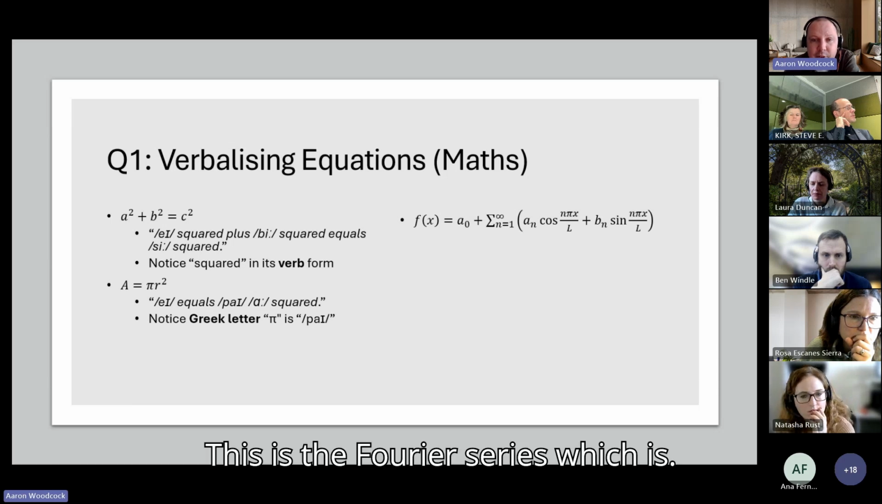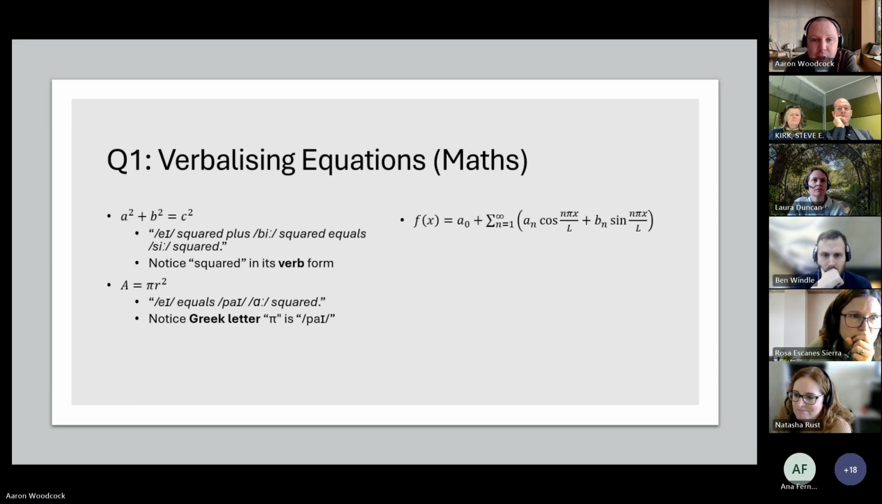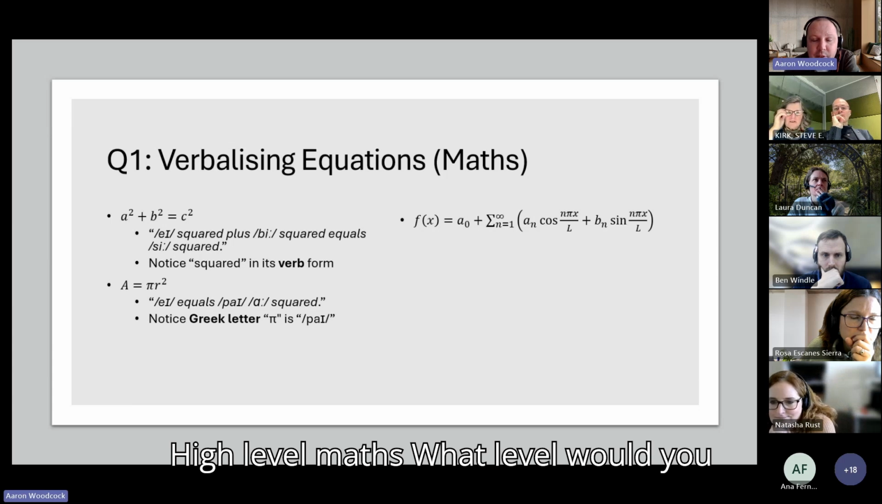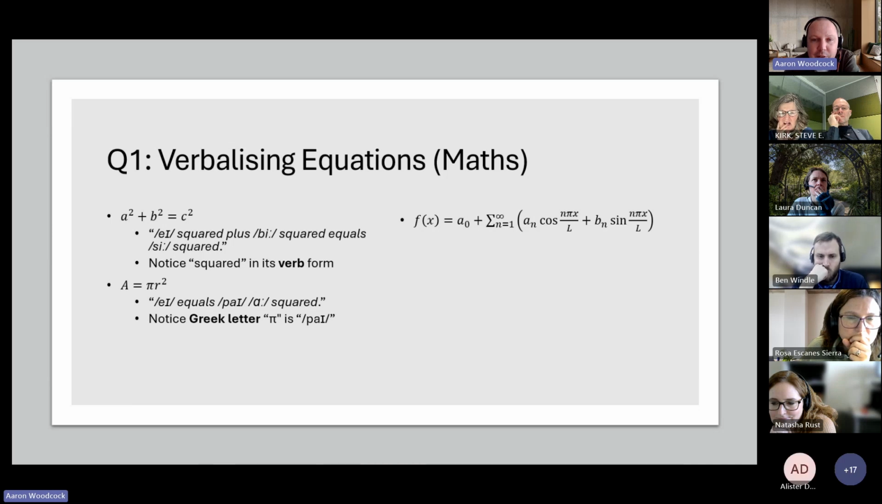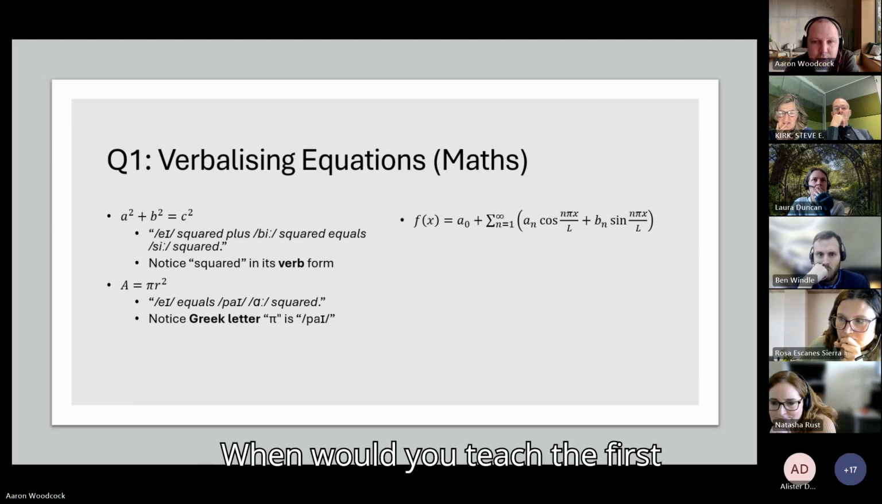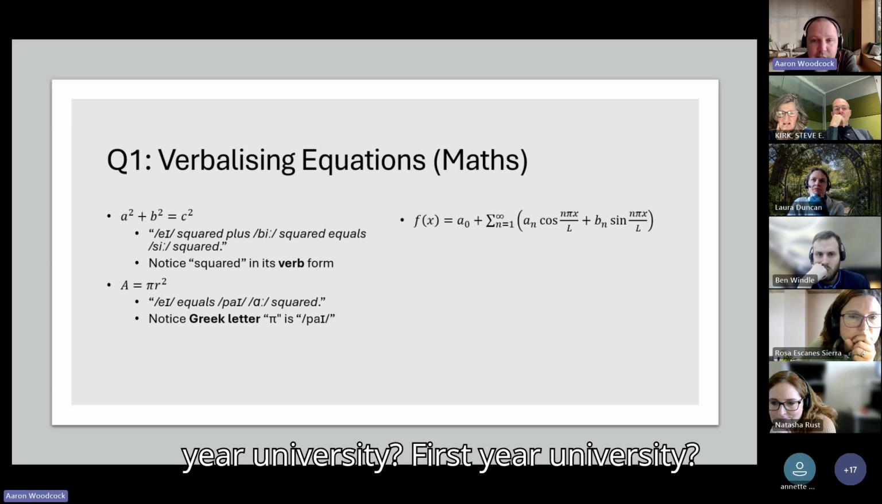This is the Fourier series, which is high-level maths. What level would you teach this maths at? It's certainly not high school. Any mathematicians here? When would you teach the Fourier? First year university.